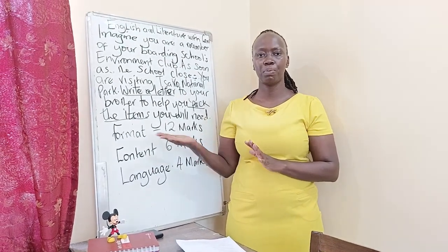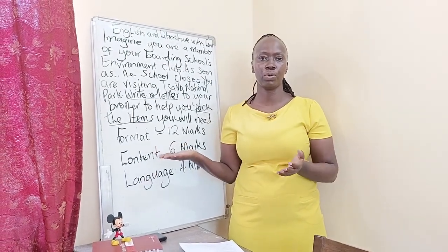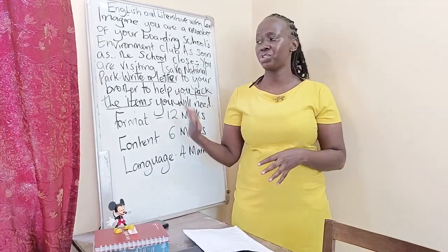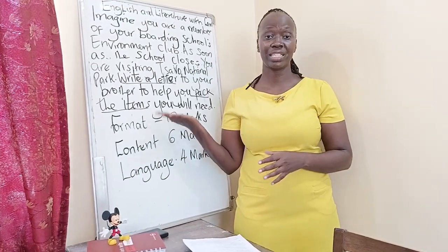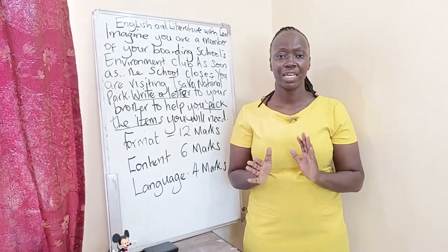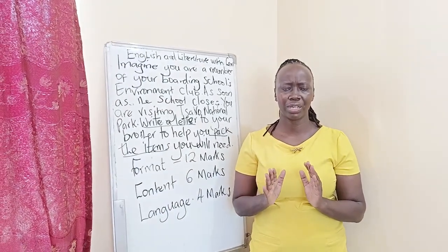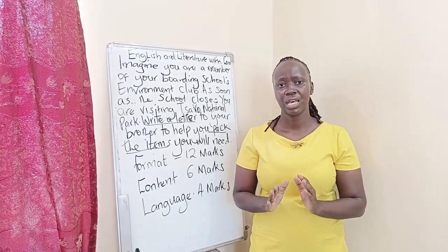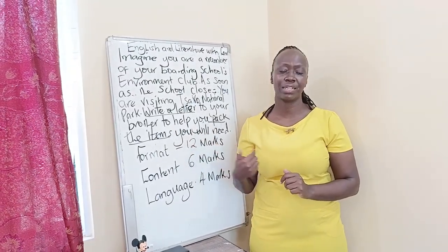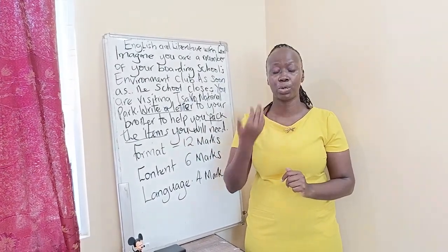So how do you go about such a question? How do you know what is required in this question? The question is normally very clear. It has given you a guideline. You have first of all to locate it and say which functional writing this is. So as you can see, it is a letter. This one is a letter because you have been told to write to your brother.